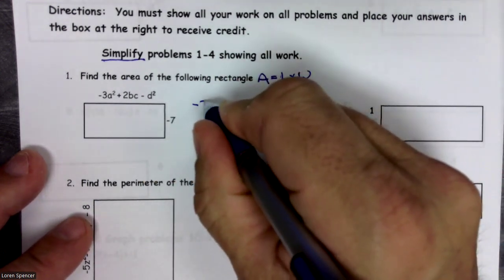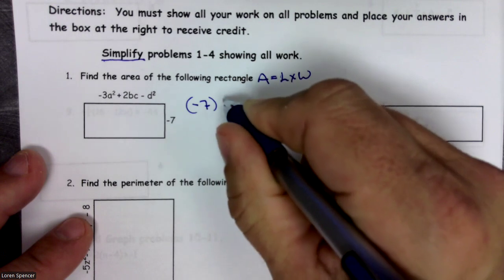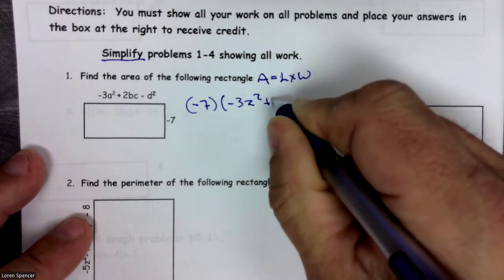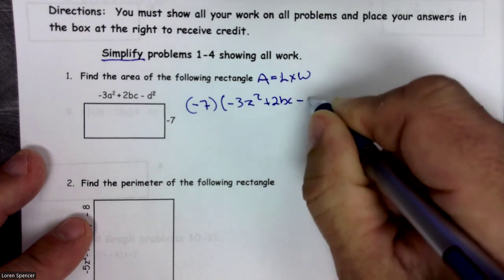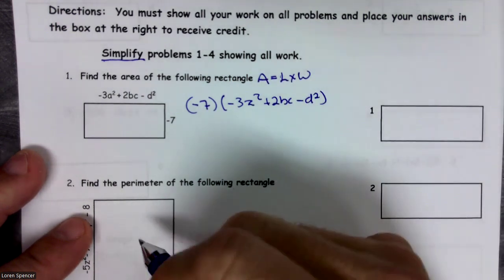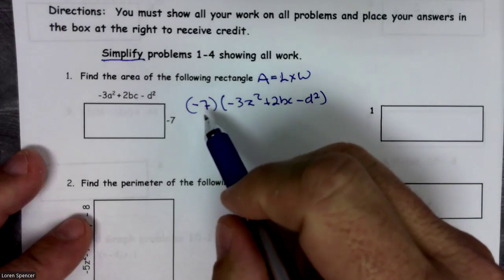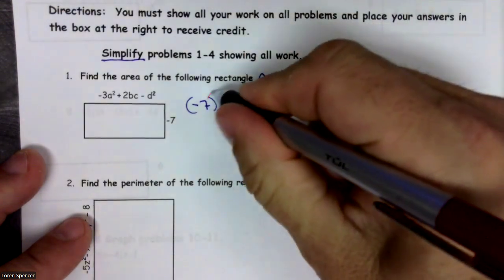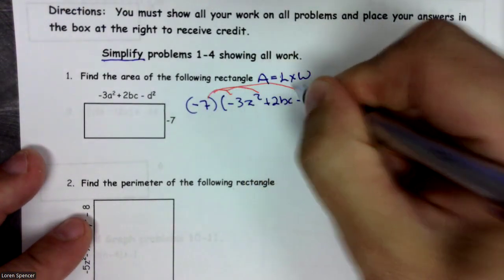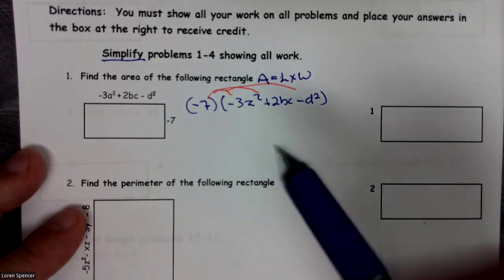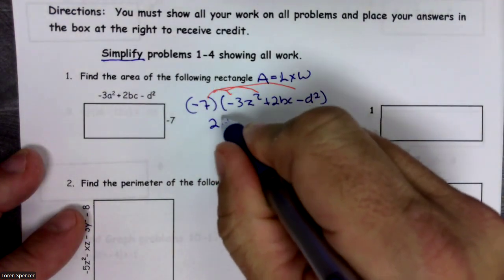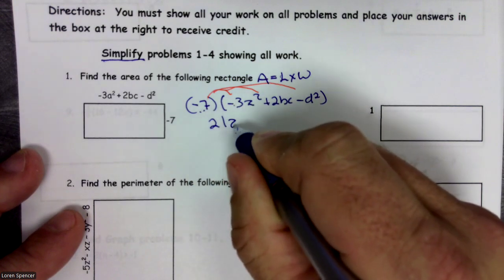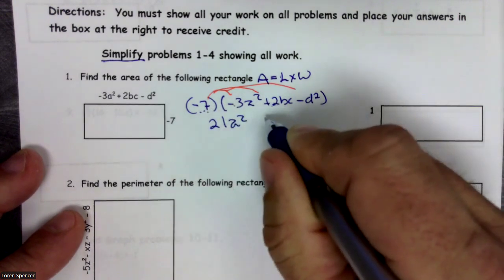So I have -7. And remember, parentheses means multiply. So a lot of times it's best to just start off with parentheses. And, oh, I got parentheses. That means I have to distribute. So I'm going to have to distribute this -7 across. So this is going to be 21. 7 times 3 is 21. A negative times a negative is a positive. So 21a squared.